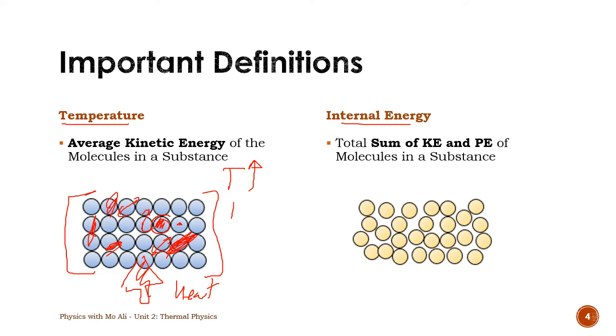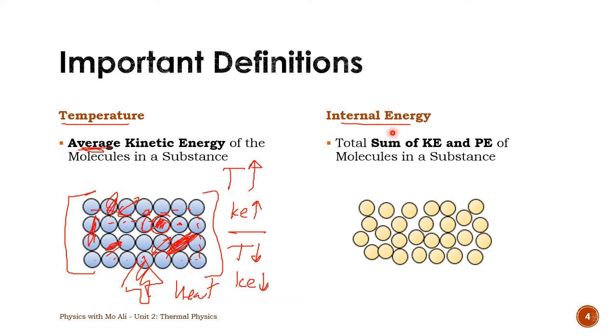So when the temperature increases, we say the kinetic energy of the molecules increases, and if the temperature decreases, the kinetic energy decreases as well. The only reason we say average, or one of the reasons we say average kinetic energy, is because it's not fair to assume that every single molecule has exactly the same amount of energy. Some molecules have lots of energy, some molecules have less energy. What you feel when you touch an object or you measure its temperature is the average.